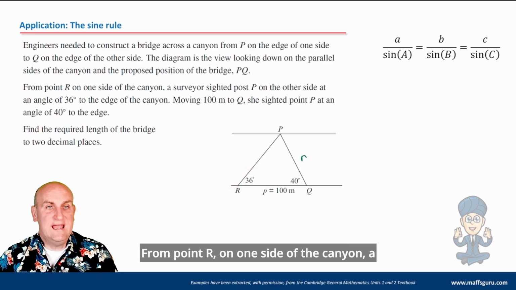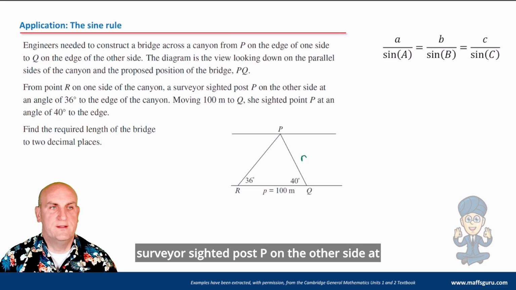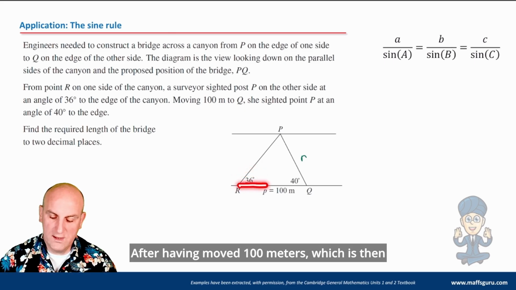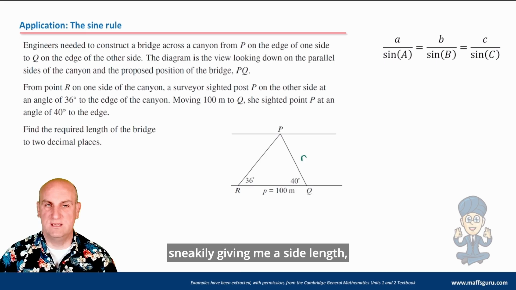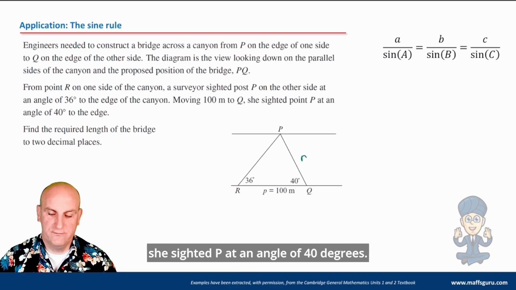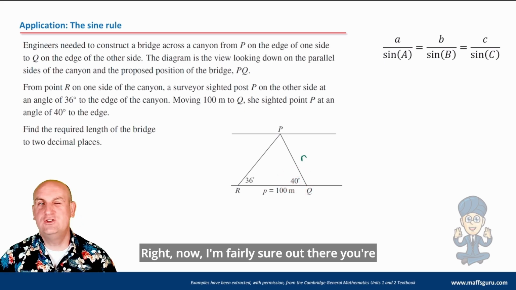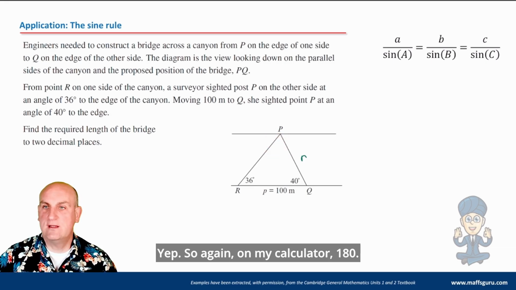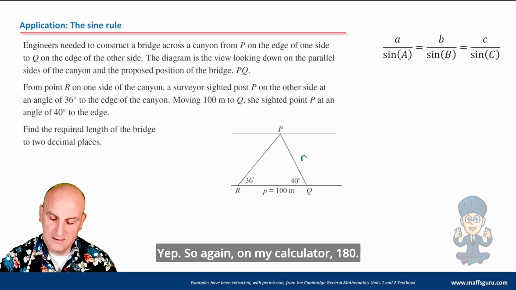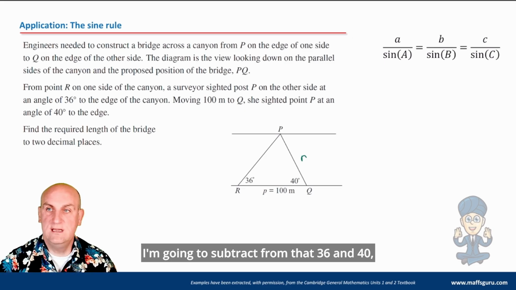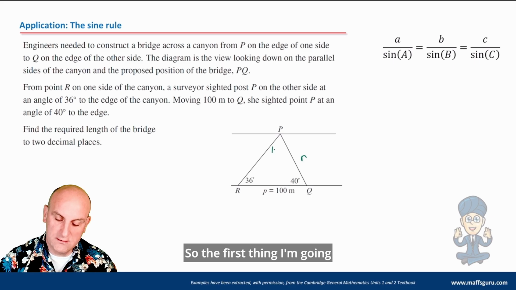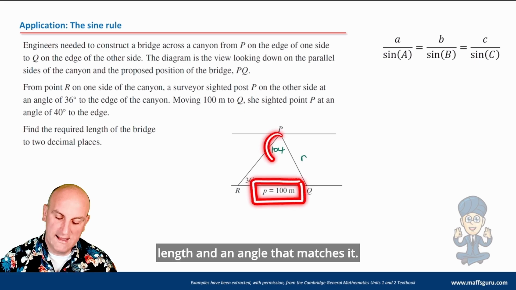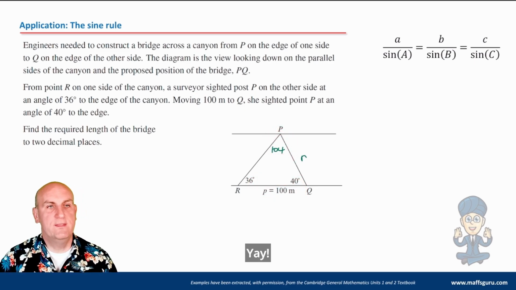From point R on one side of the canyon, a surveyor sighted post P on the other side at an angle of 36 degrees. Thank you, there's my 36 degrees. After having moved 100 meters, which is them sneakily giving me a side length, she sighted P at an angle of 40 degrees. Right, I'm fairly sure you're now saying, hold on a moment, we can find this angle here, we're going to need it. Yep, so on my calculator, 180 subtract 36 and 40 gives me 104 degrees. So the first thing I'm going to do is write 104 degrees, which is nice because I now have a side length and an angle that matches it. Yay!